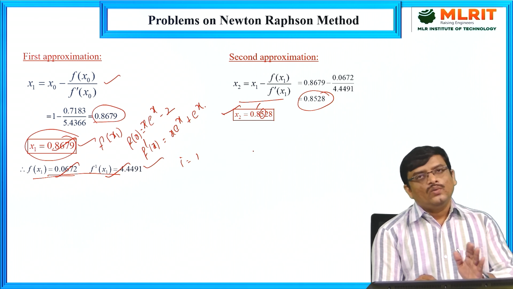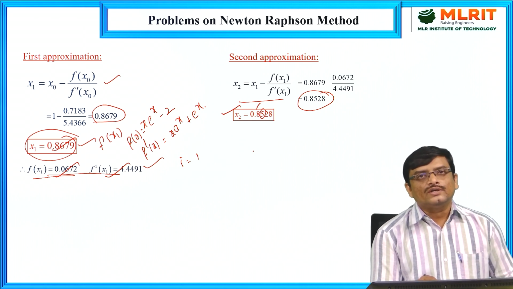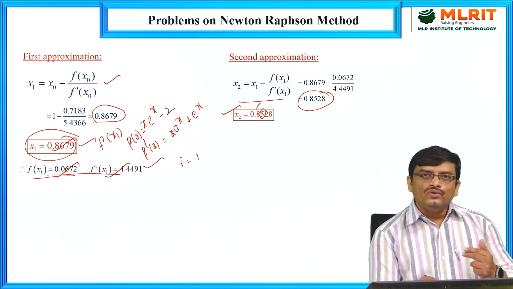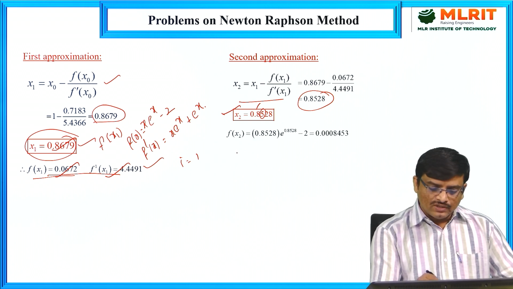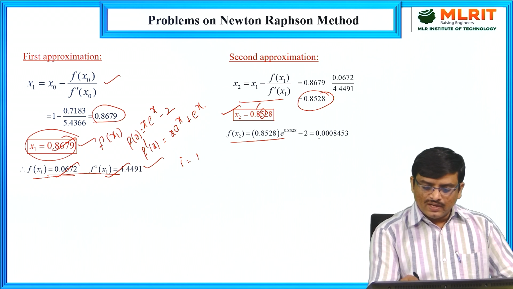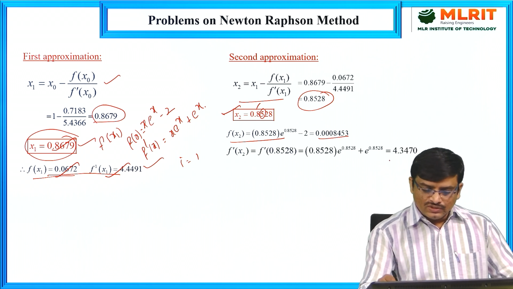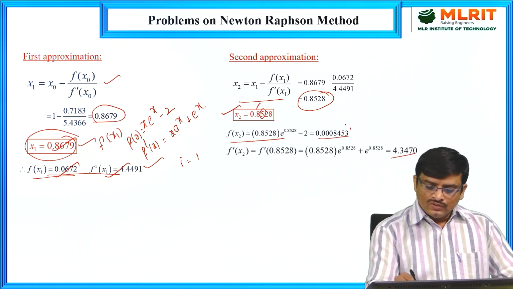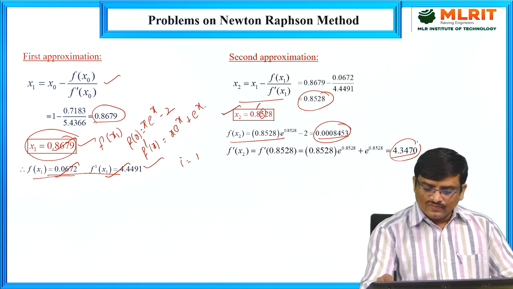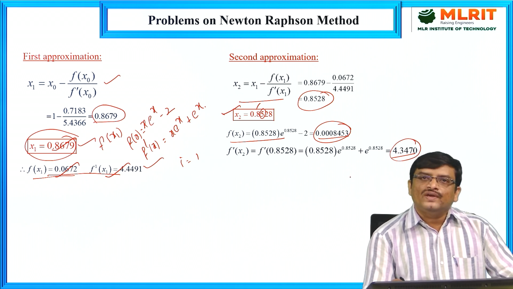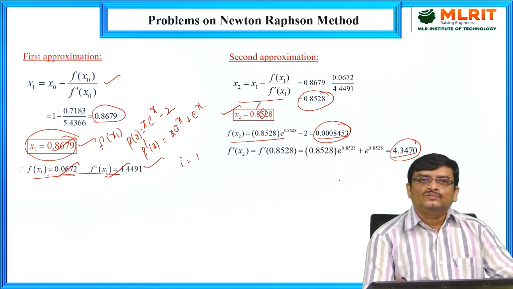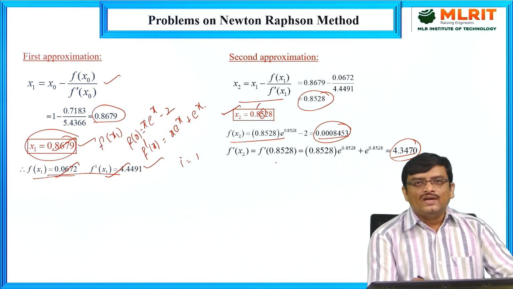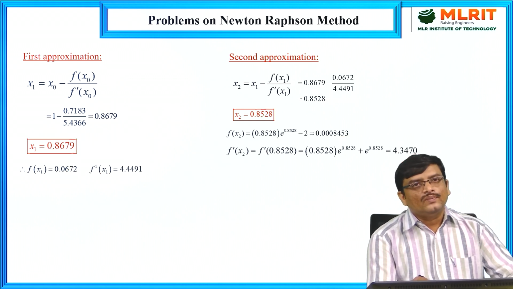So we have to move on to the third approximation here. Before that, once again find the value of f of x2 and f dash of x2. So f of x2 is this value and f dash of x2 is equal to this value here. After finding f of x2 and f dash of x2, we are ready to go for the third approximation here.